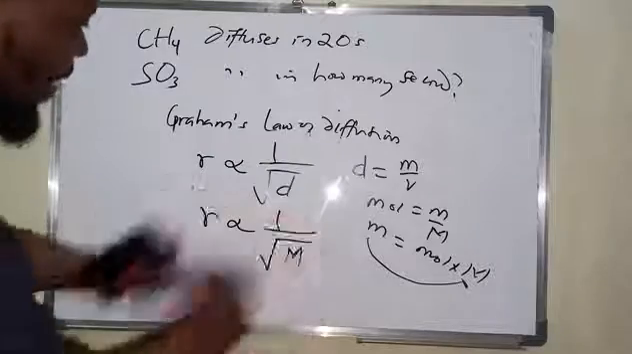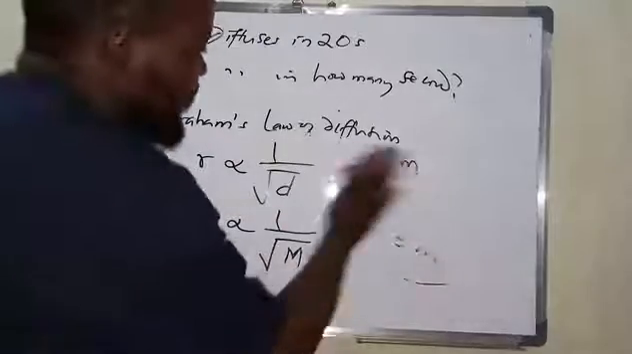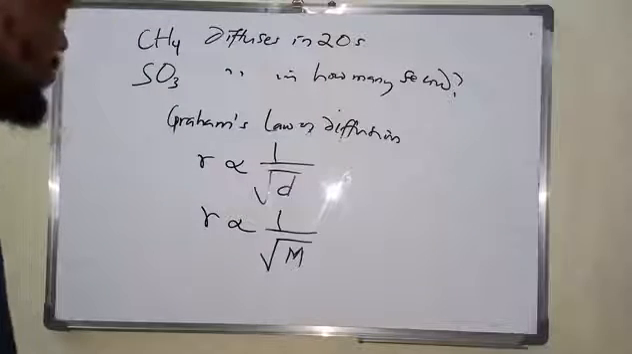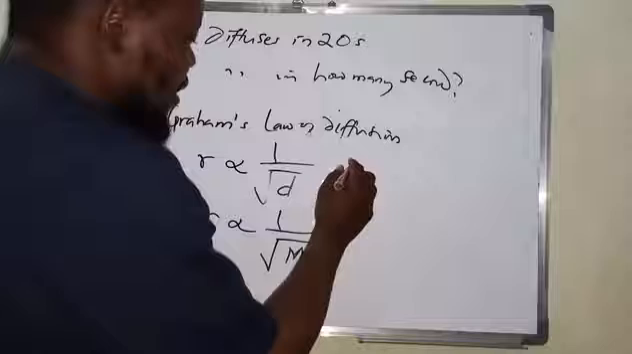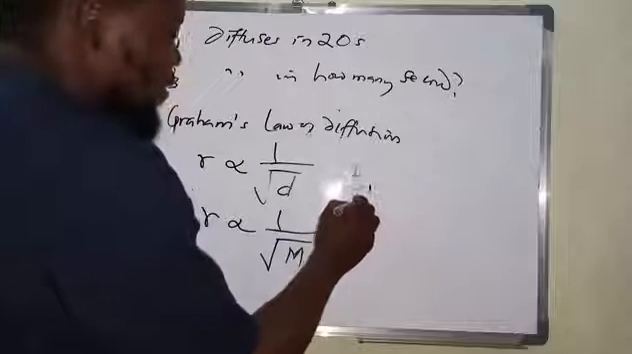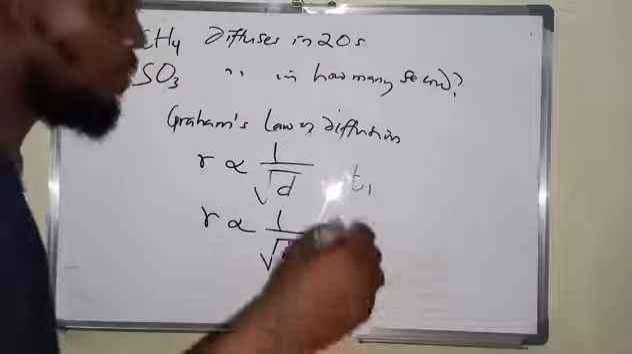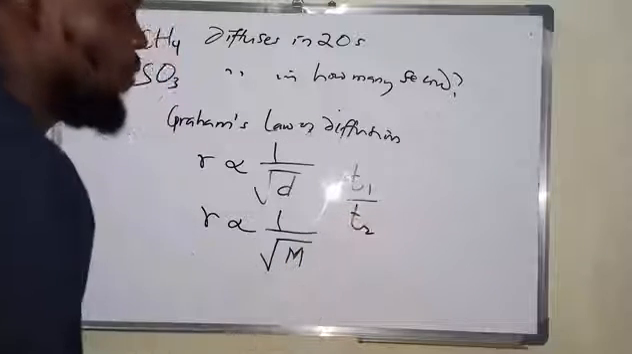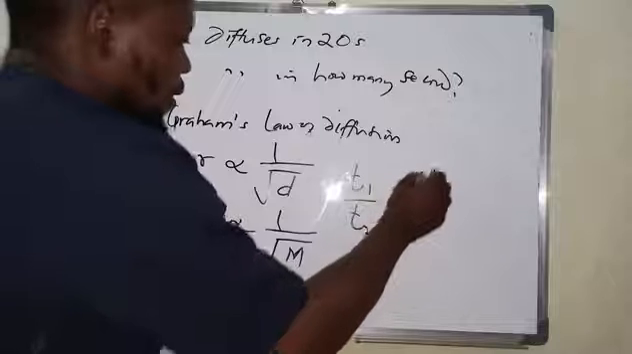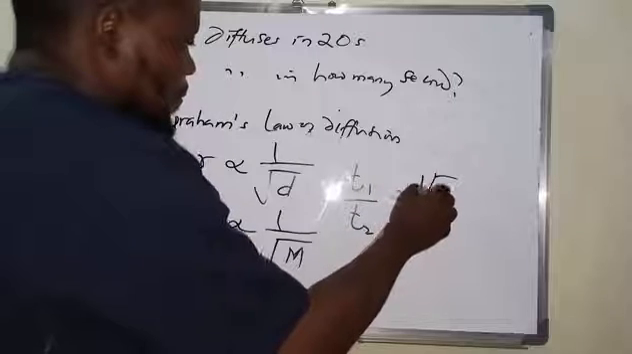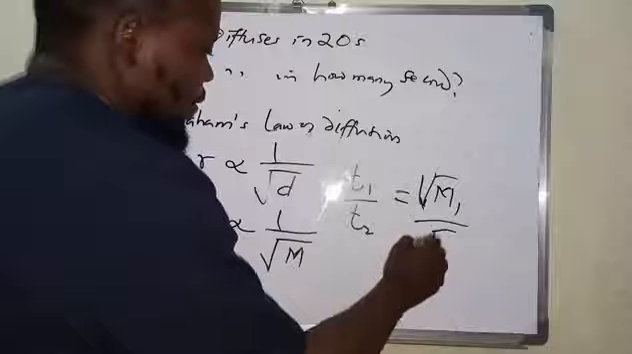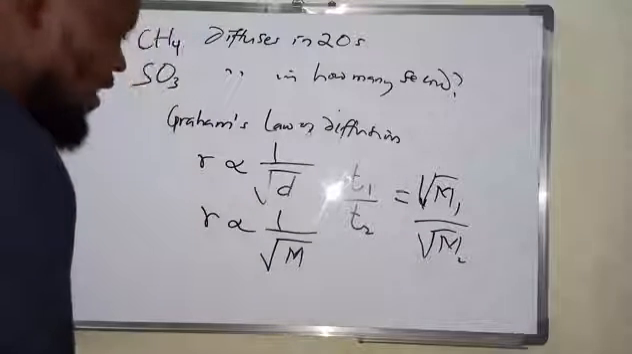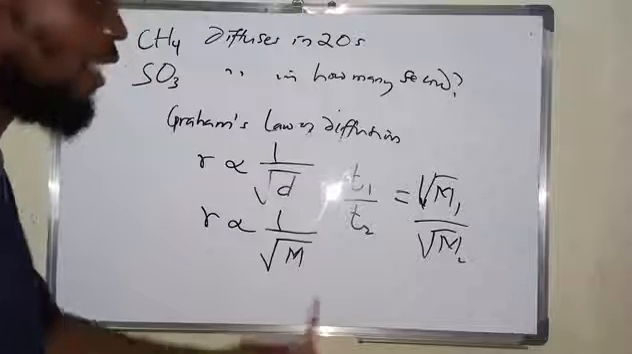Then how do we now bring in time? If I have to bring in time, we are going to say that time T1 in comparing two gases, so T1 over T2, should be equal to M1 over M2. I don't know if it is correct.